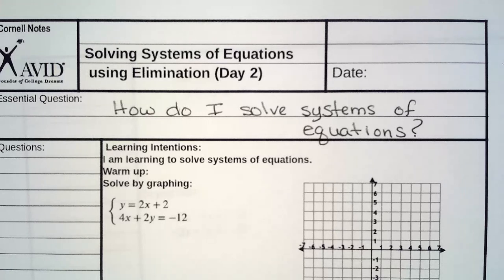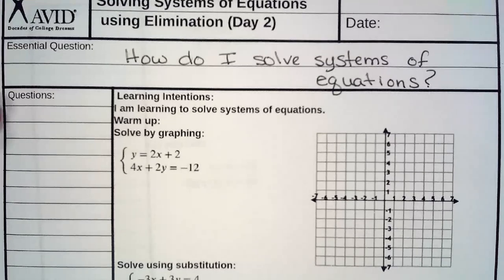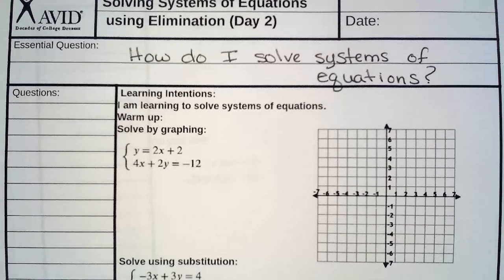The first time, we only had to multiply by -1 to make opposites, if we even needed to do that. Today we're going to learn how to scale the equations. So you've got two warm-up questions. Solve by graphing and solve using substitution. Pause the video and see if you can do those two now.